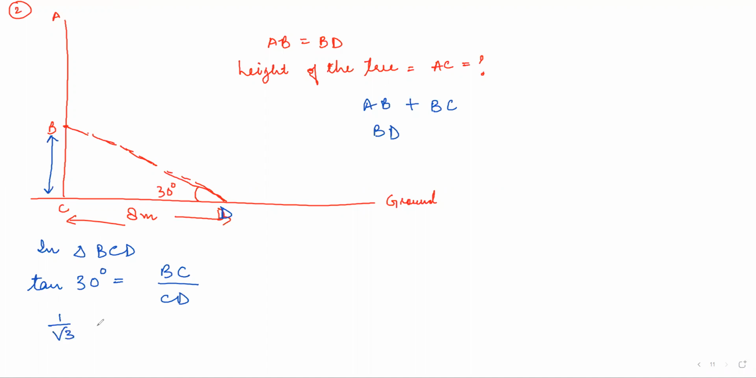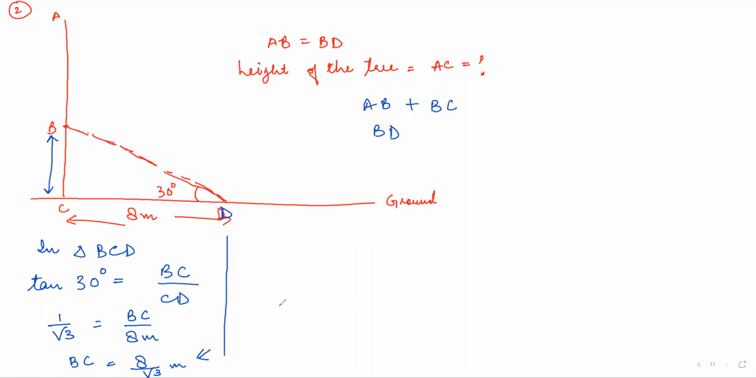So 1 upon under root 3. BC I want to find. CD is 8 meter. So that gives you BC is equal to 8 divided by under root 3 meter. And you can rationalize it because you have under root 3 in the denominator. So BC is 8 into under root 3 divided by 3, right? Or I think because we are supposed to add at the last, so at the last we will rationalize. Don't do it here. So keep it like this. BC is 8 by under root 3 meter.